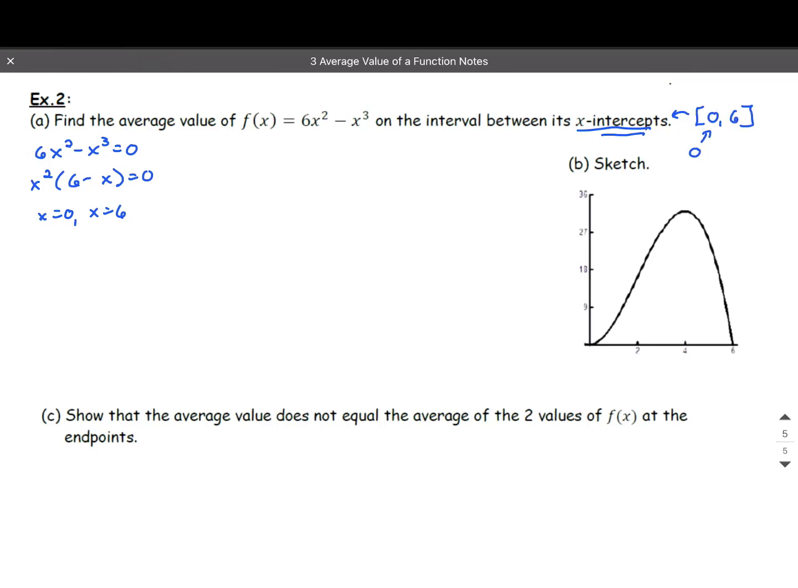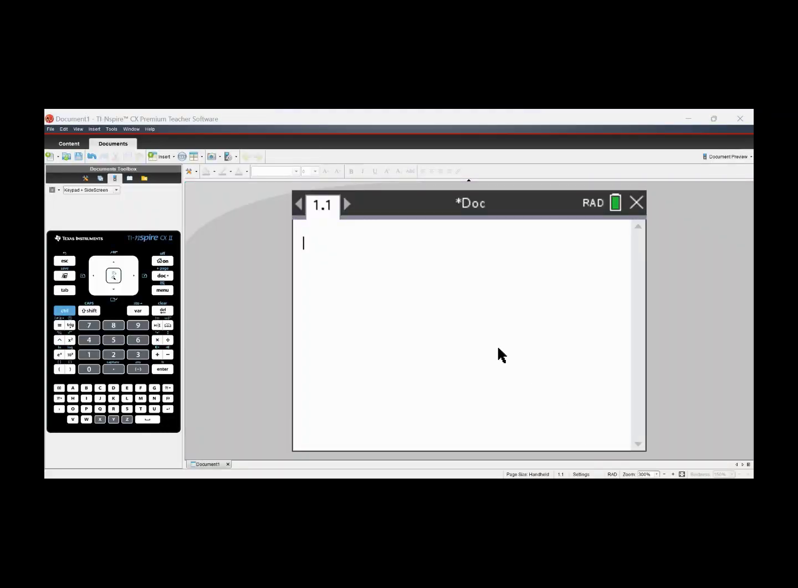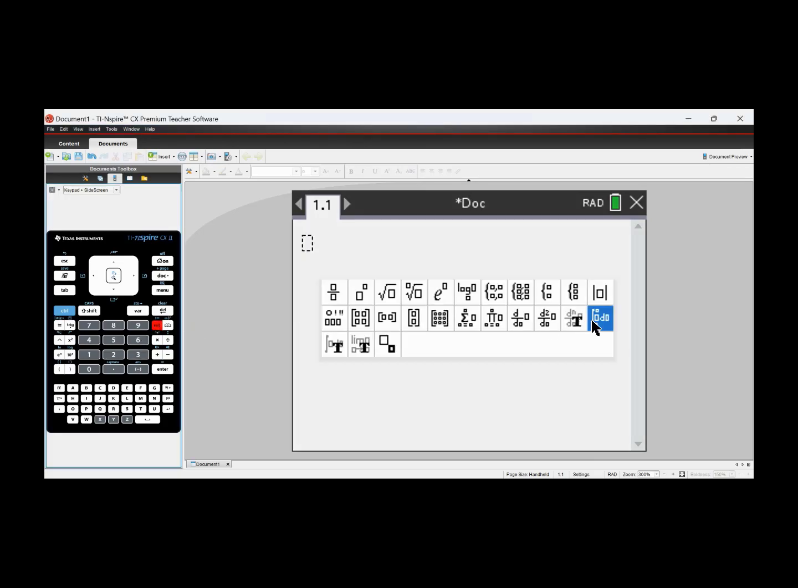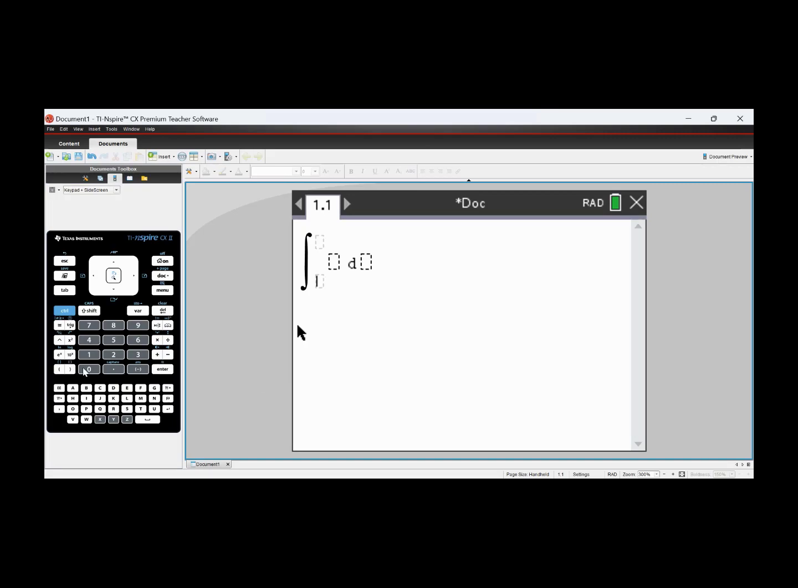So my a is 0 and my b is 6. So my average value of f is 1 over 6 minus 0 times the integral from 0 to 6 of 6x squared minus x cubed dx equals 1 over 6. Now we're going to go to our TI Inspire, and we're going to get that value, okay? Okay, guys, so here we are on our calculator page. Let's just do the integral first. We're going to go to our template key. Here's our integral. We're going from 0 tab to 6 tab.